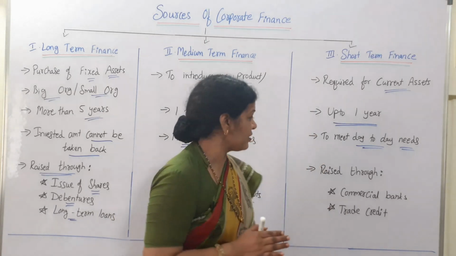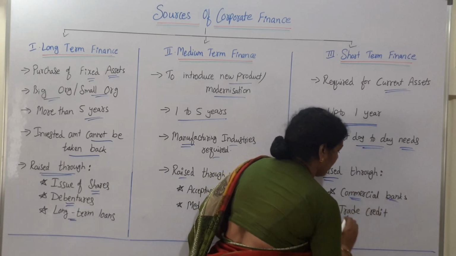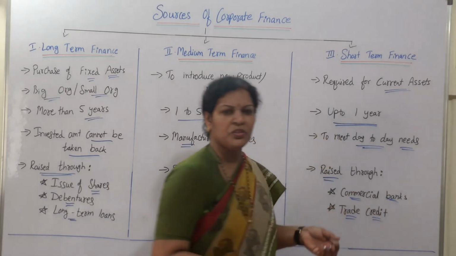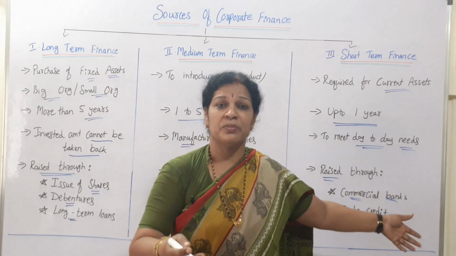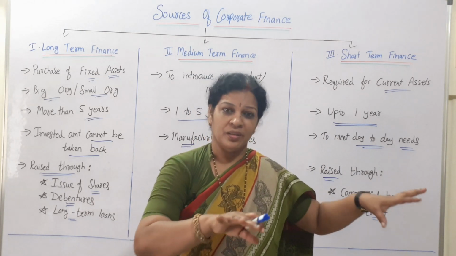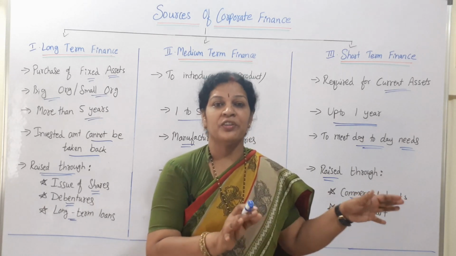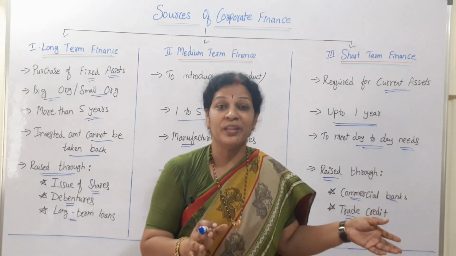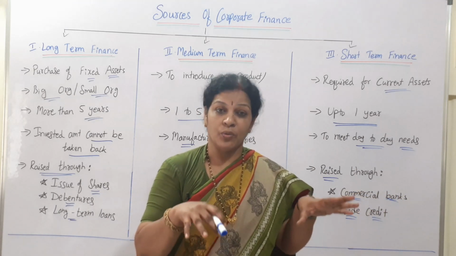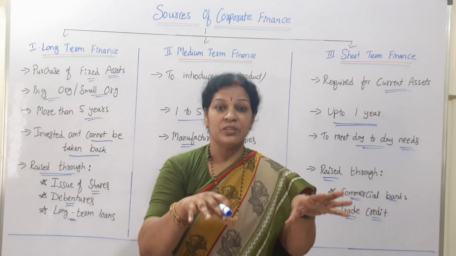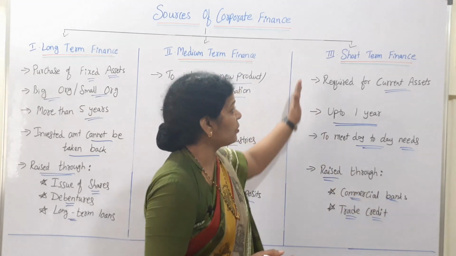And how do we raise this? We can raise it through commercial banks or trade credits. Through the bank they can take any short term loan, and trade credits means from creditors. There are many creditors who can give the amount to this company for a short period. It is easy for them to get the amount back also, and they need not worry about their capital. So whatever finance they supply to this organization, it will be easy for them. So that's about short term finance.